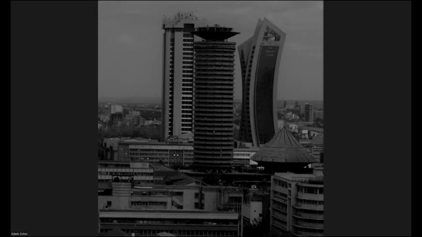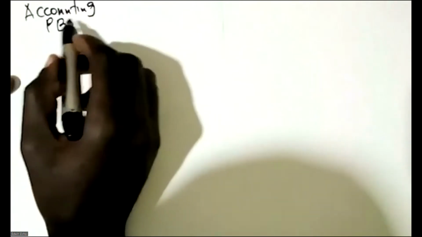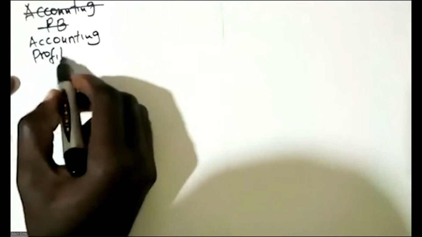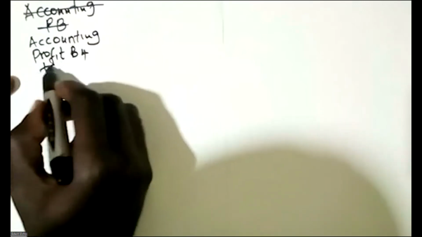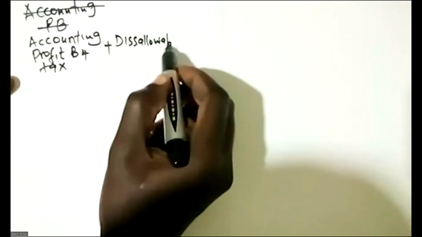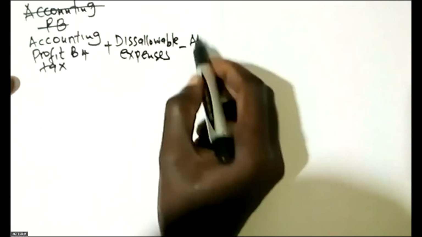We said that accounting profit before tax or after tax? It's before. So we say that accounting profit before tax, you add the disallowable expenses, you minus the allowable.